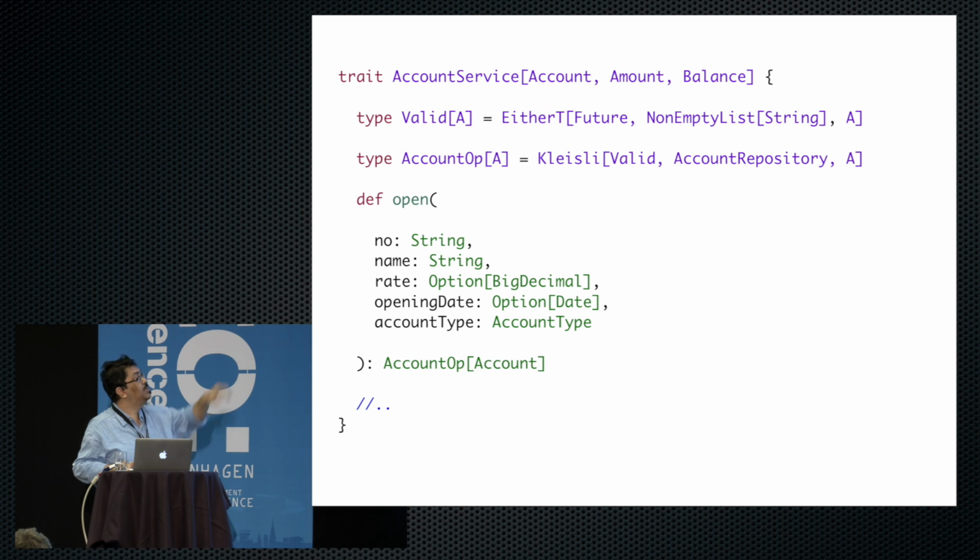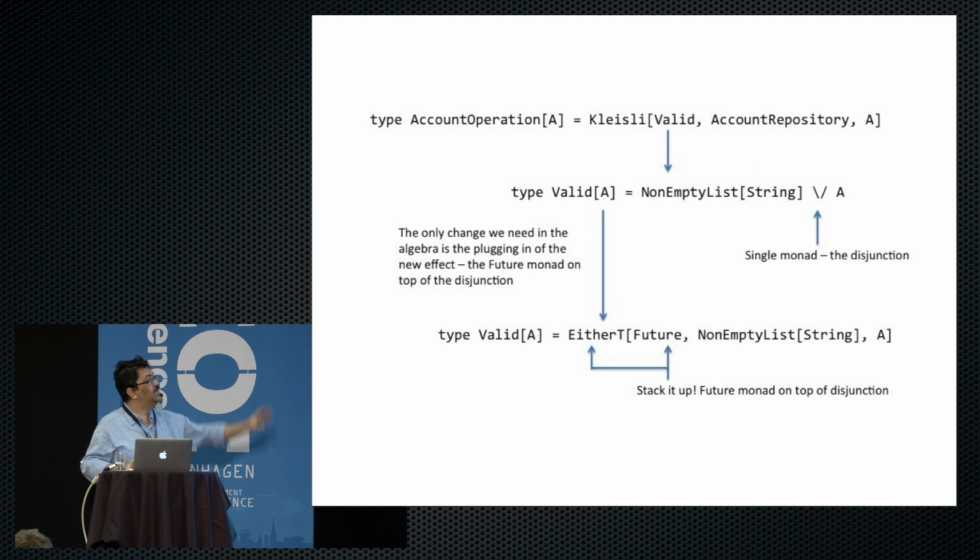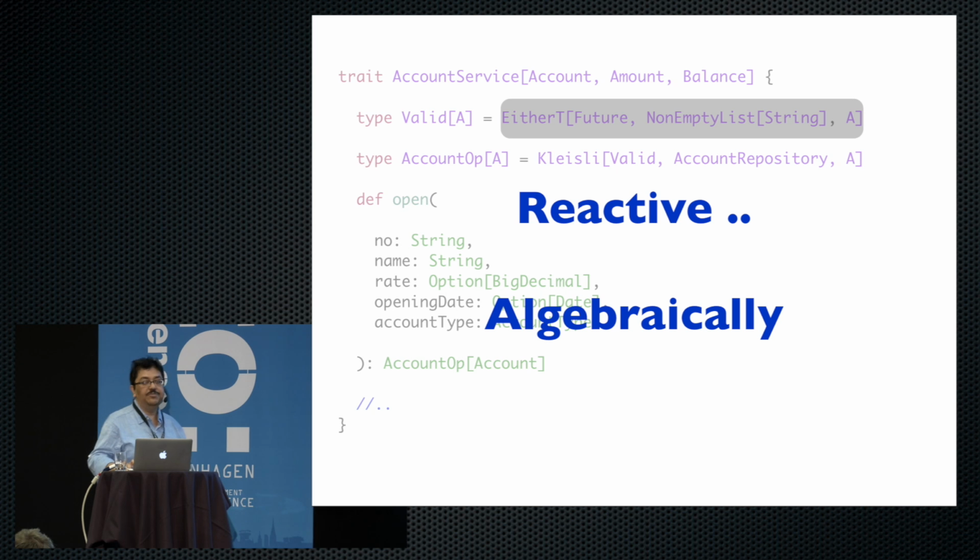This is either T future, the type that I was talking about. And this is a breakdown. Previously we had a single monad, the disjunction, and now we have stacked it up with future using a monad transformer to make our algebra richer. And this is what I call reactive algebraically. So we have been able to achieve elasticity in our APIs without foregoing the benefits of algebraic composition.